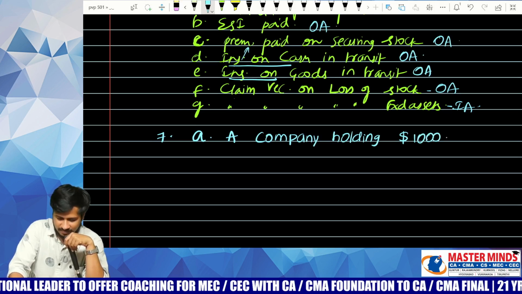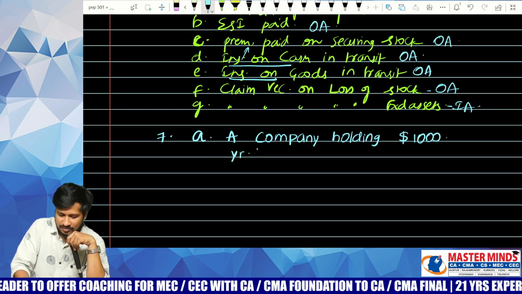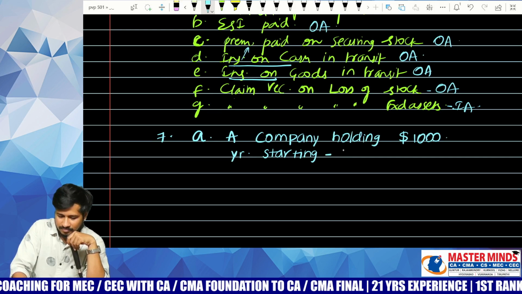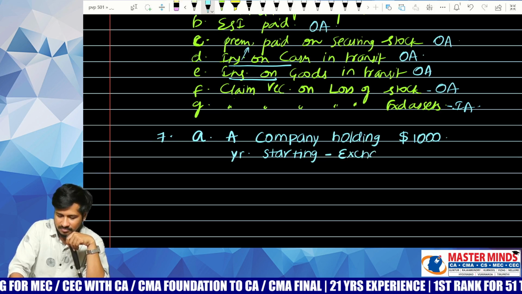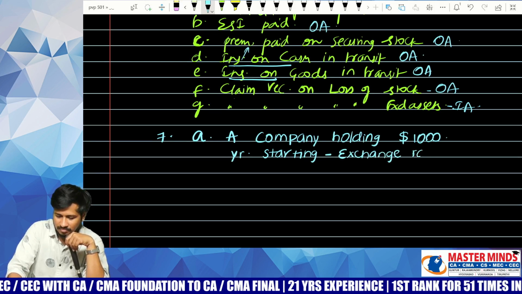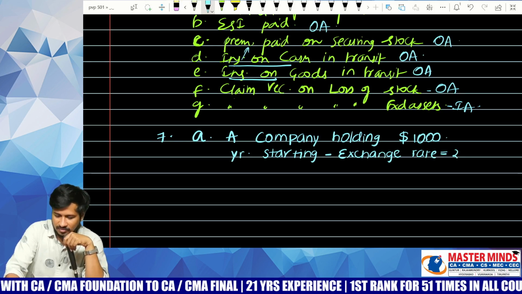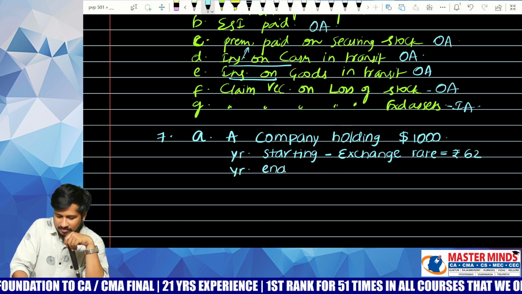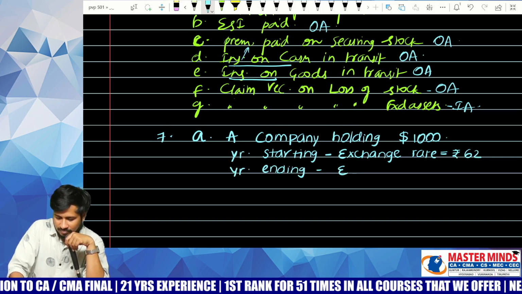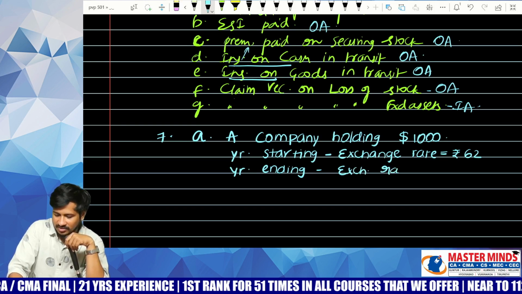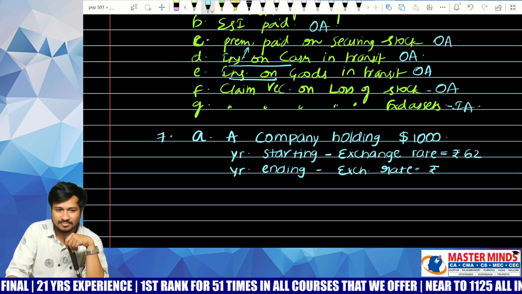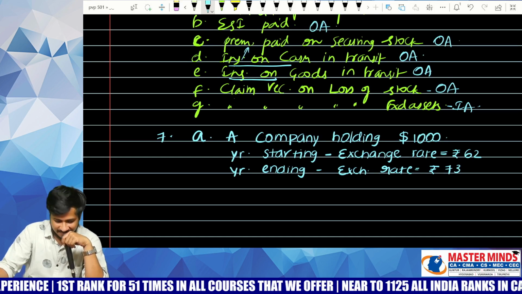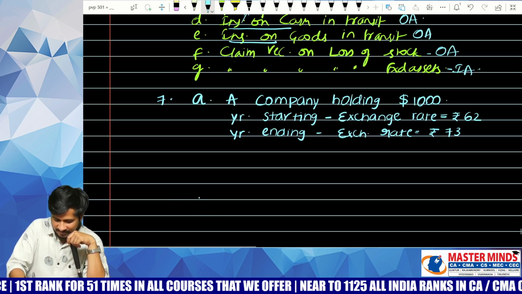$1,000, year starting, exchange rate is equal to rupees 62, year ending, exchange rate, what do you need? You tell me, I'll write one figure. Okay, 73. That is first one. Okay, next B.